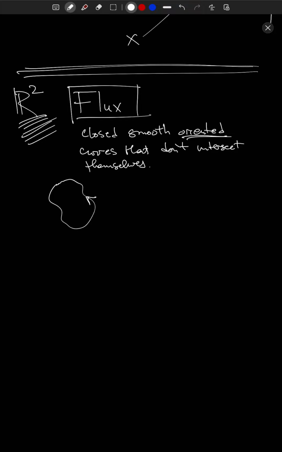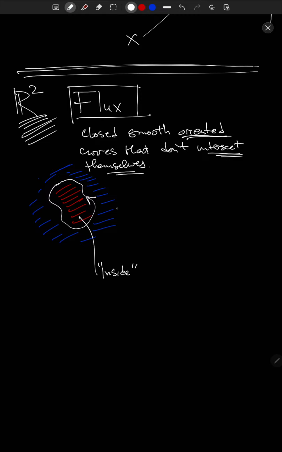Okay, why don't we want things that intersect themselves in this section? Well, what we actually care about is not the curve itself. What we care about is this region here versus the outside, all right? So when you have a closed, smooth, oriented curve that doesn't intersect itself, there's the concept of an inside, and let me put that in quotes, and an outside. All right. And flux is about the inside and the outside.